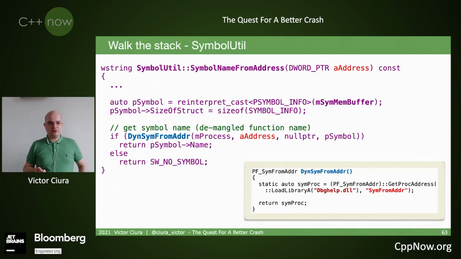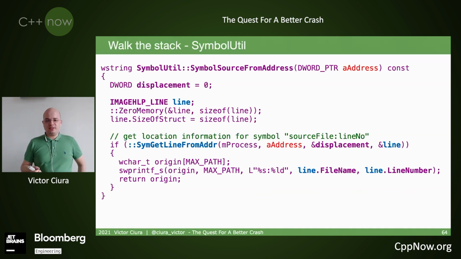Symbol name from address, fairly easy. We use the sim from address API that we've seen already. We can dynamically query this API from the DbgHelp.dll. And this API basically decodes a given proper valid address in the address space of the process, after we've done all the translation for accounting for ASLR, and gives us the demangled symbol name, because we did the INIT with the proper flags to get the information how we want it. Nothing too complicated here, just boilerplate basically.